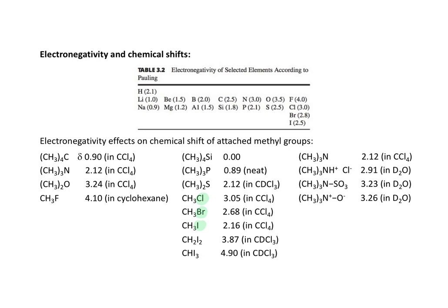positively charged nucleus. The effects on chemical shift are somewhat additive, so that diiodomethane and triiodomethane are increasingly more deshielded. And you're probably already familiar with this from examining dichloromethane and trichloromethane, or chloroform.